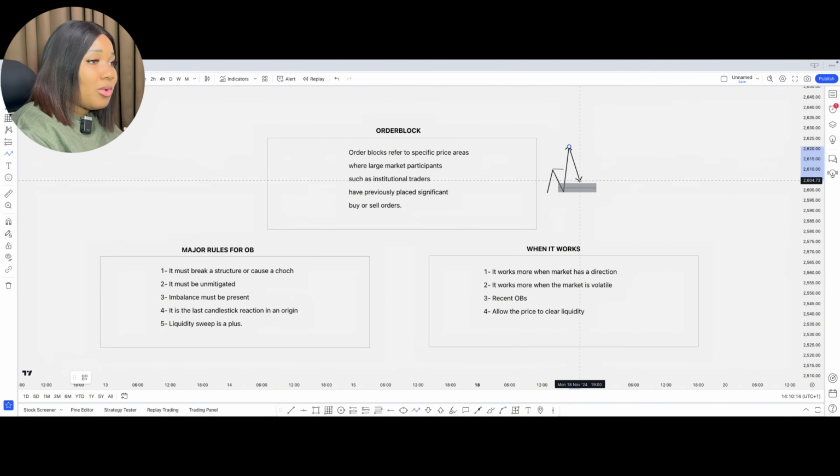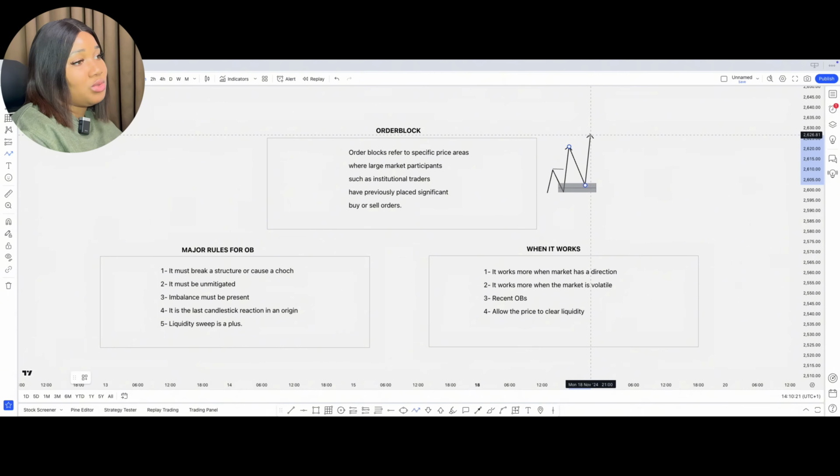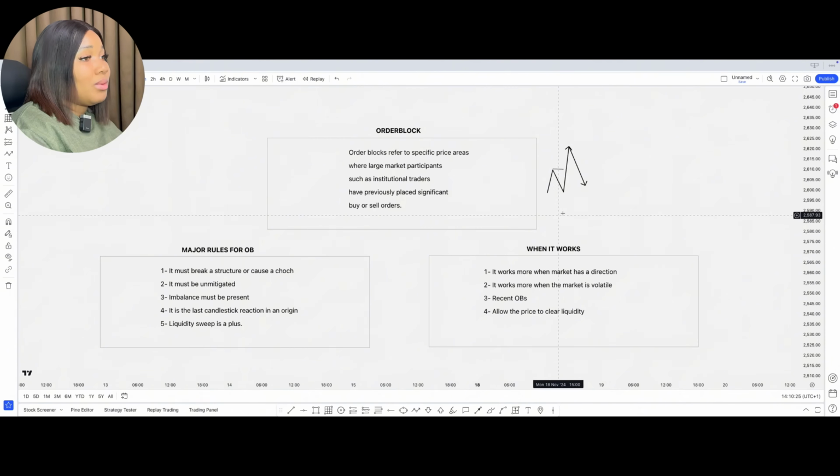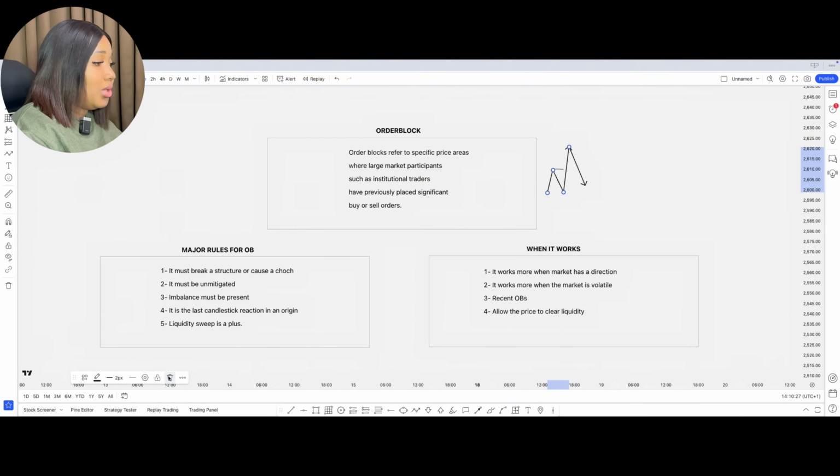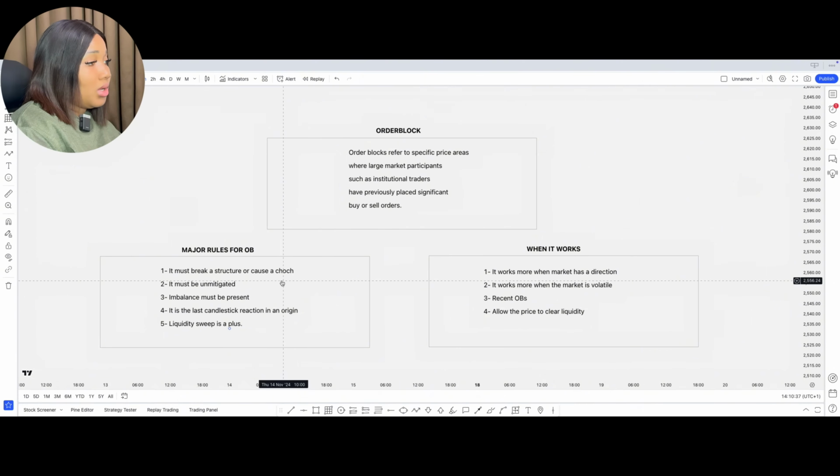So once price taps in there, we're expecting it to finish up the unmitigated orders here and push again to the upside. So that is the meaning of order block and the idea behind the order block we trade. So let me clear this. We're going to look at the major rules from the second box, which is here. The major rules for order block. So for you to get a valid order block, these are the major rules you need to see present.